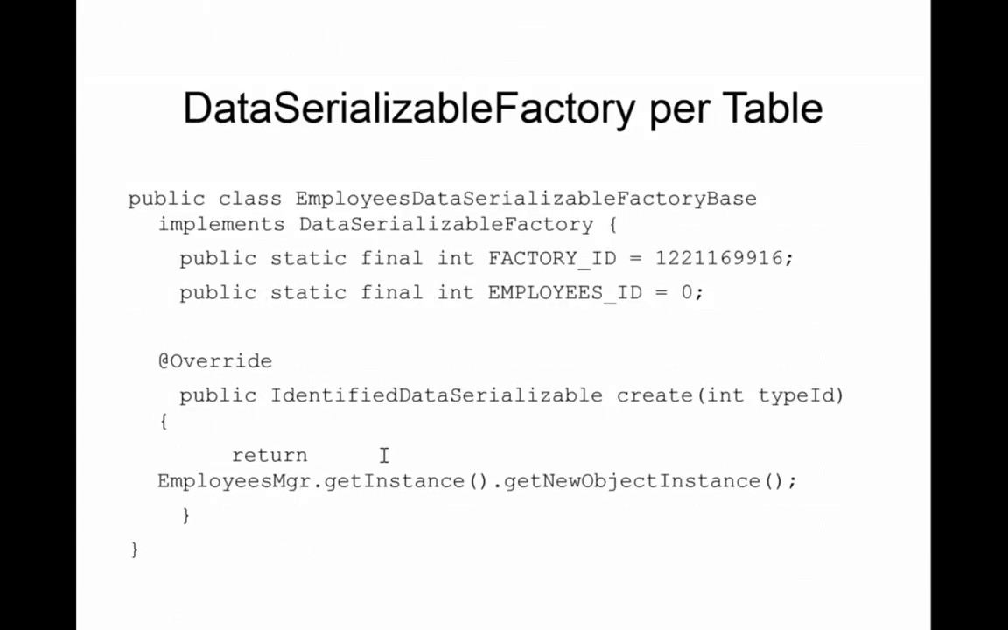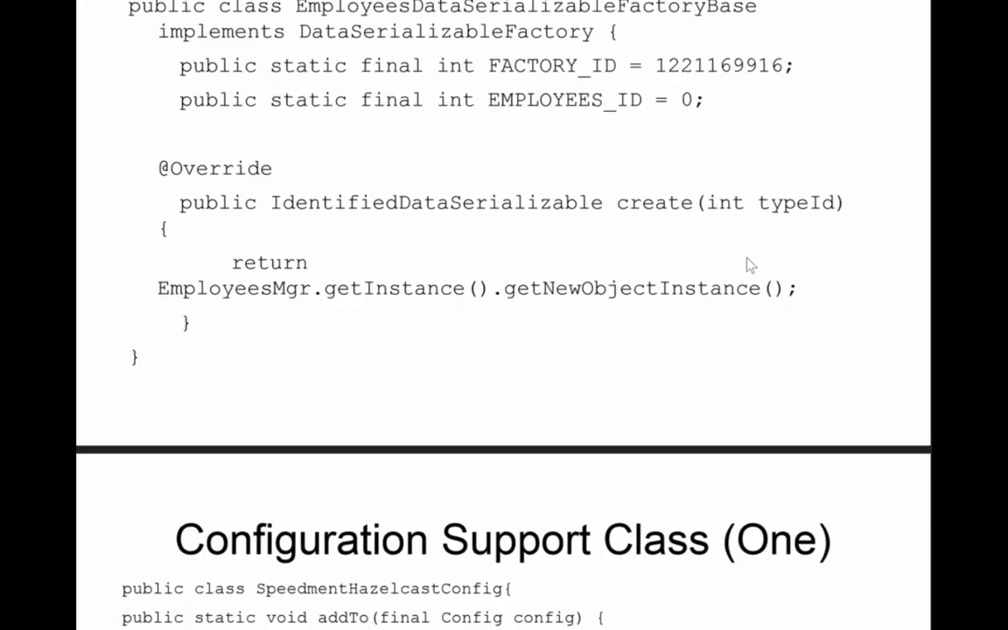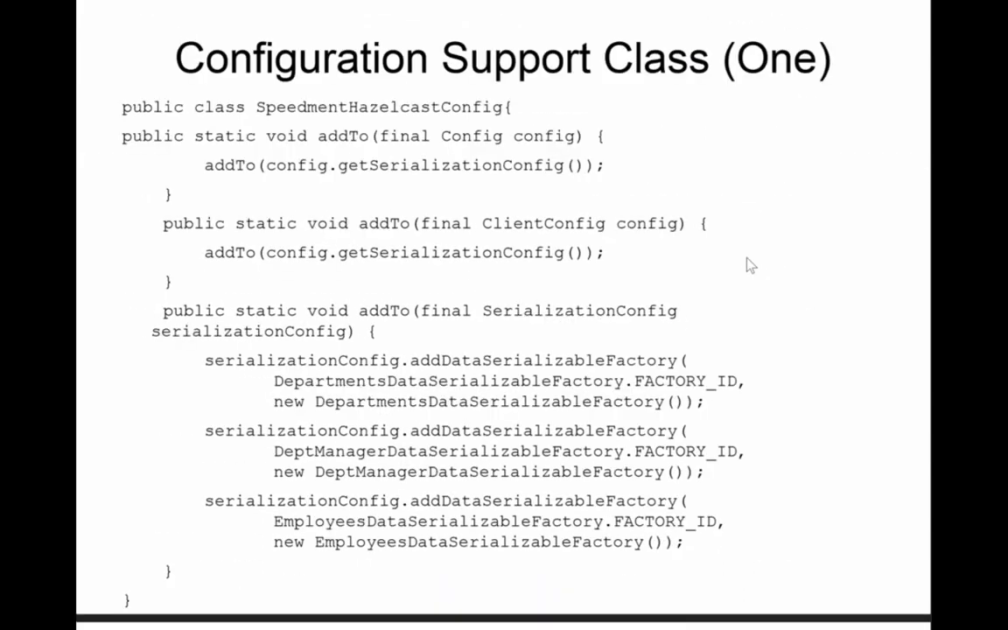So then we have the data serial factory, which basically, as I said, calls the table manager to create a new instance. That's everything it does. And it also defines the factory ID. It's calculated for each table using a lot of things, so it's basically a hash. And then we have a configuration support class that can add all those serialization factories. In this case, I have selected 3 tables. But if you select like 10 or 20, you will get 10 or 20 lines here. It's just a convenience method.